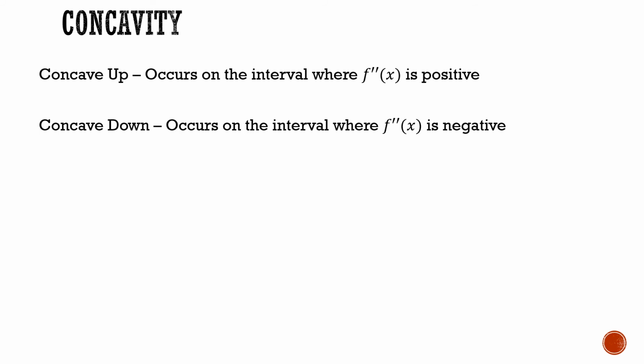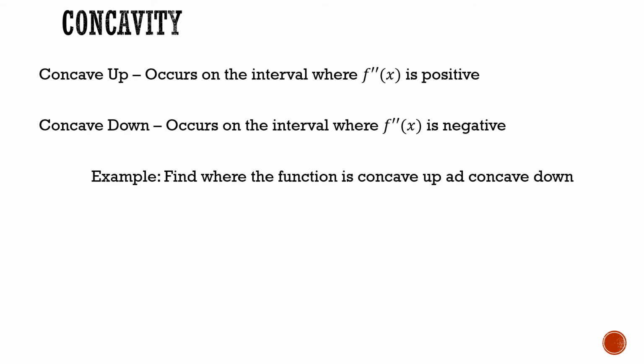Okay, now we need to talk about concavity. And if you remember, concavity deals with your second derivative. So to figure out if we're concave up, we want to know that the second derivative is positive. And whenever the second derivative is negative, we know our graph is going to be concave down.